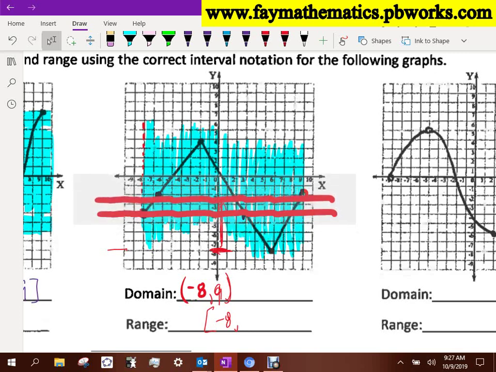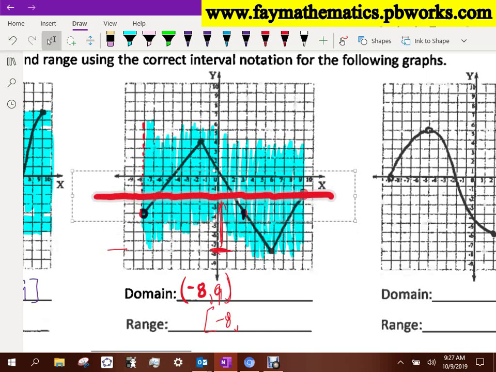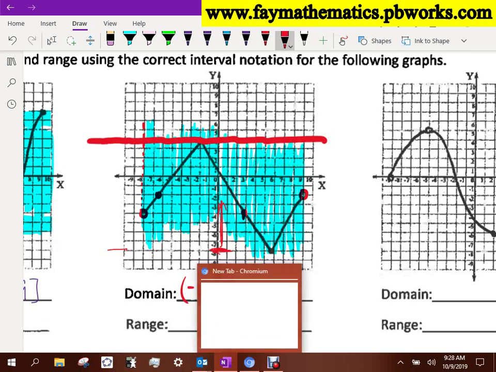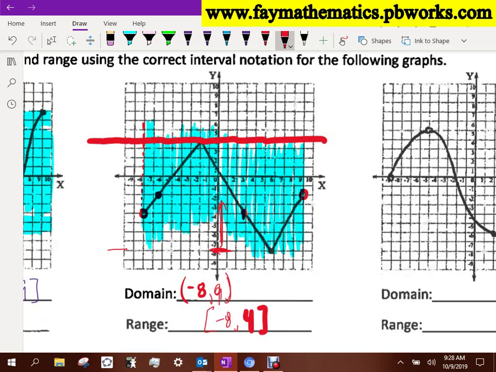And as I keep moving, there's the other issue. I don't cross here because it's an open dot. But do I cross here and here? Yeah. And I keep going. And I'm crossing. There's the last place I cross, right? So 4 would be the last y value that we have. And we would close that off. We all right with that? Sure. Okay.